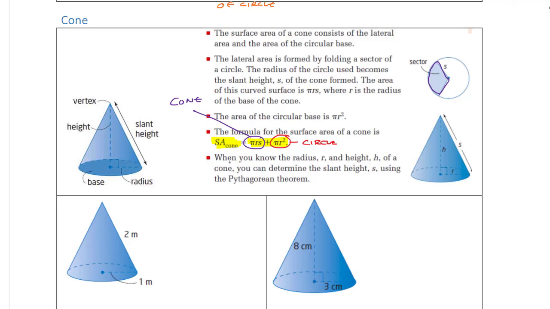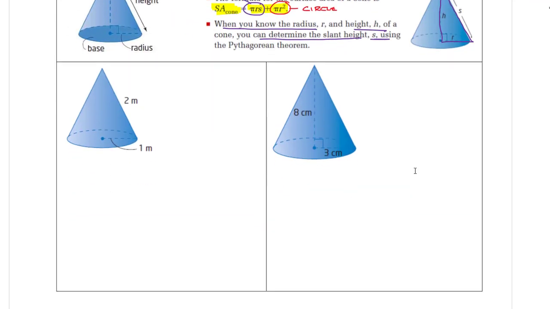But again, be careful. When you know the radius and the height of a cone, you can determine the slant using the Pythagorean theorem. So we've got to keep that in mind. We're going to need that, okay? All right, so let's check out just two questions here.